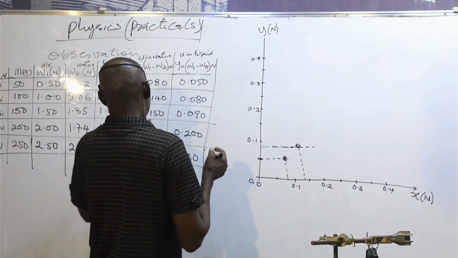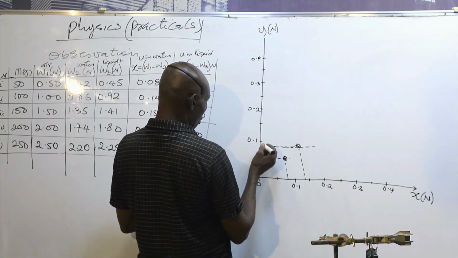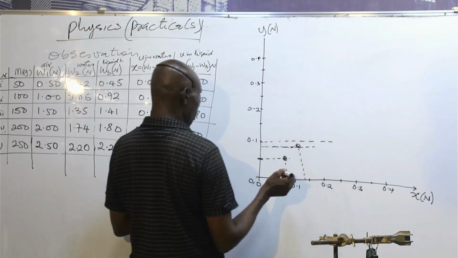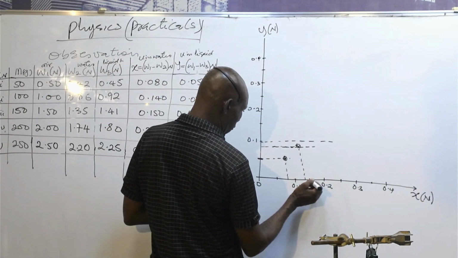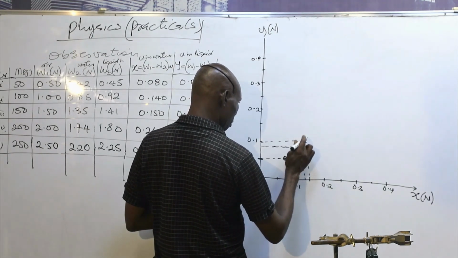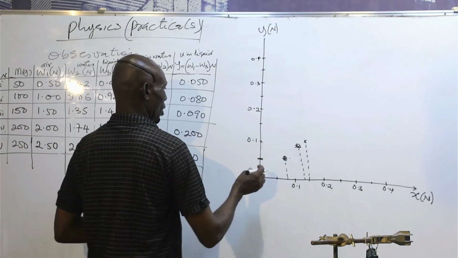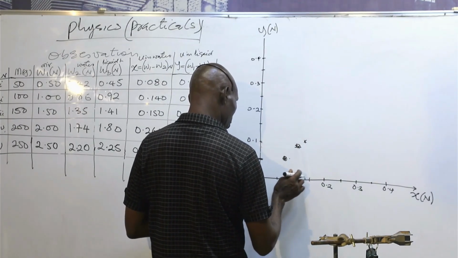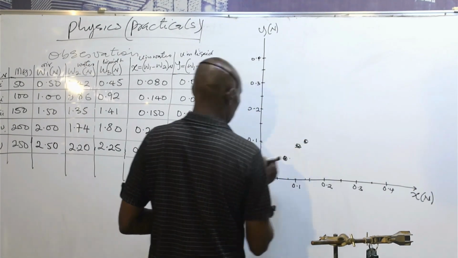Then 0.90 against 0.15. 0.90, which is close to 0.1, against 0.15 against 0.15, which is exactly here. You plot. This is in line. You plot. I just want to show you exactly. You plot and then circle.